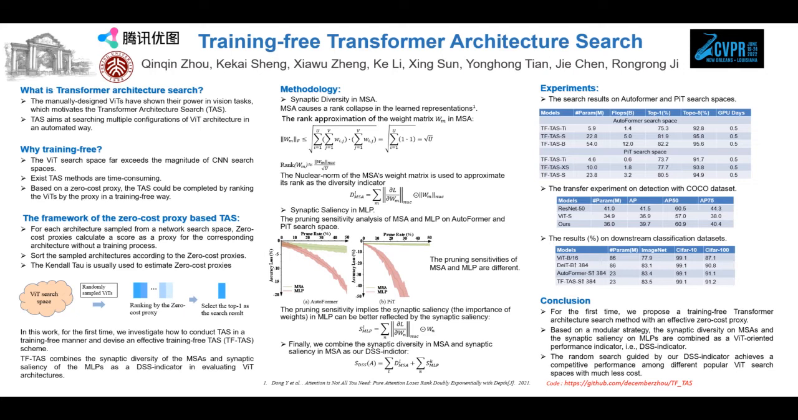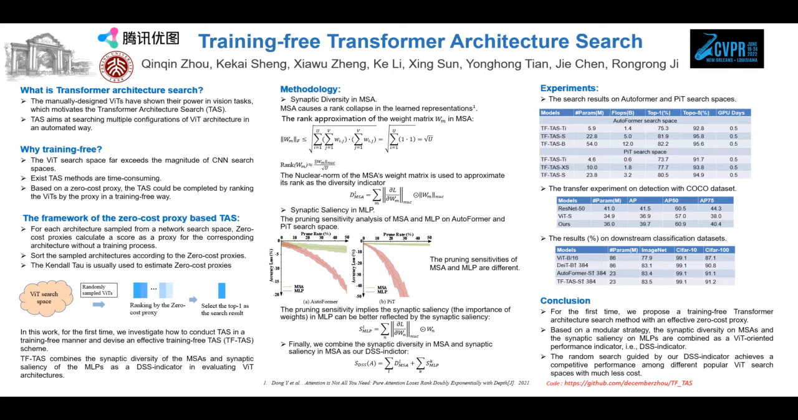Based on DSS, we designed the training-free transformer architecture search method. In the experiment section, we present several main results of our method. The search results on AutoFormer and PiT search spaces indicate the generalization of our method among two different search spaces. More importantly, the search cost of our method is 0.5 GPU days, which is much lower than the other transformer architecture search methods. The transfer experiment on detection with COCO dataset and the results on downstream classification datasets indicate the transferability of the searched optimal ViT networks.